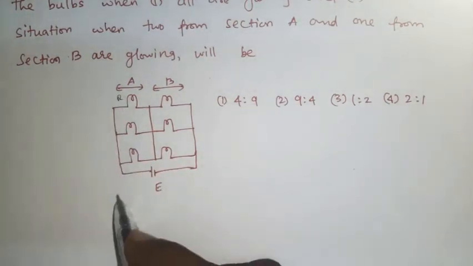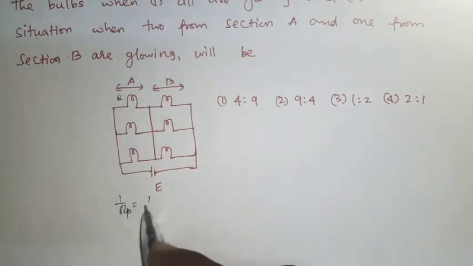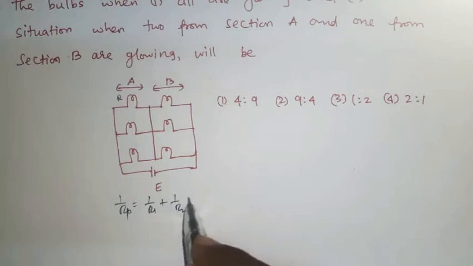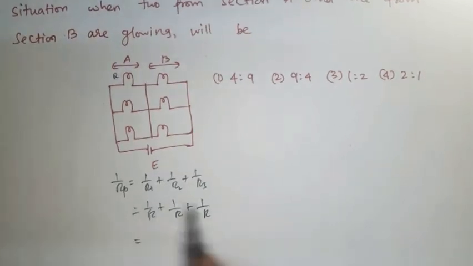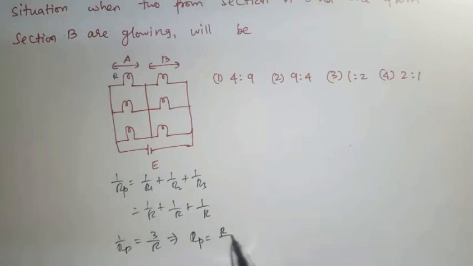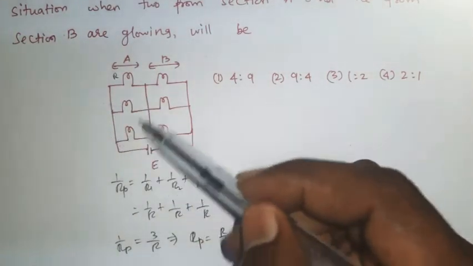For a parallel circuit, 1/Rp = 1/R1 + 1/R2 + 1/R3. So 1/R + 1/R + 1/R. Denominators are the same, so we can add the numerators. So 3/R is 1/Rp. If we take the reciprocal, Rp = R/3. This is for the first section.